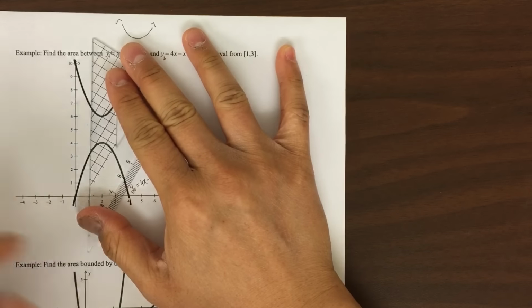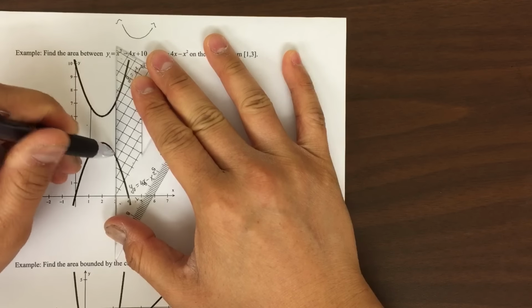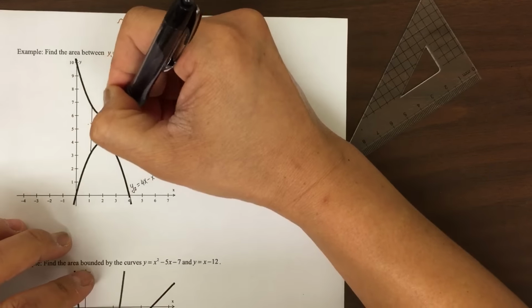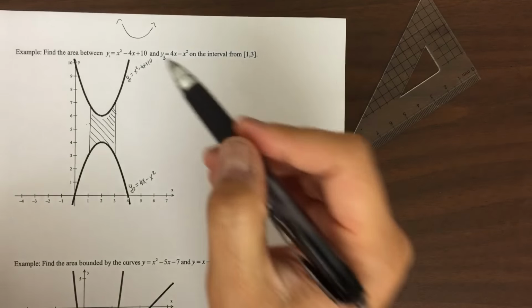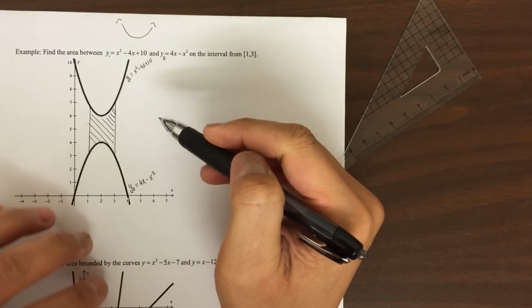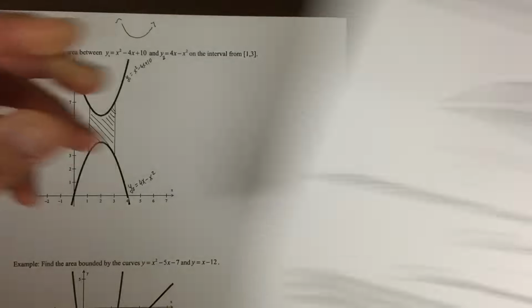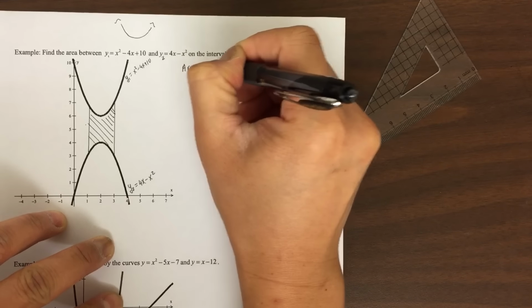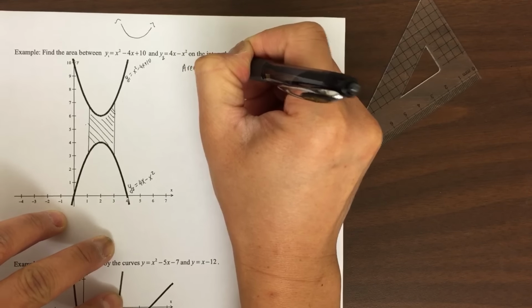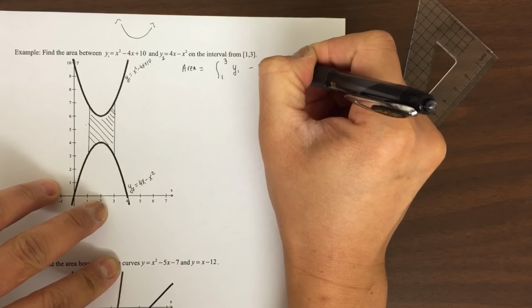So the first thing I'll do is sketch the region that we're interested in finding the area for. So I want to know what is the area in this region. That's my goal, right? So what I have done is I identified the top function and the bottom function. And the next thing I do is I set up an integral from 1 to 3, top minus bottom. So here we go. So area is the integral from 1 to 3 of y1 minus y2 dx. All right?